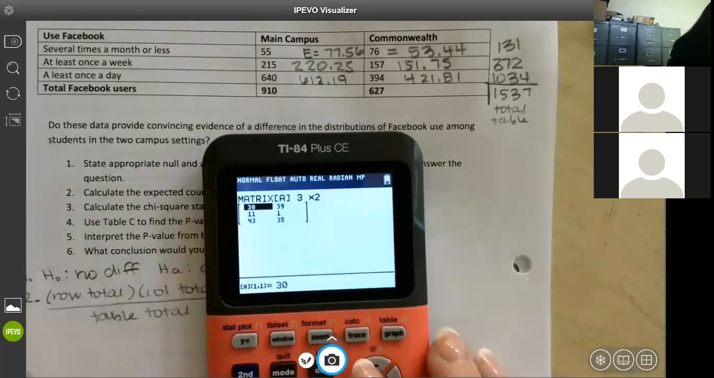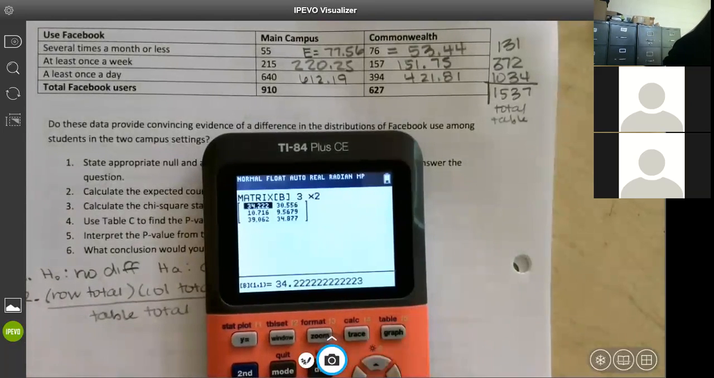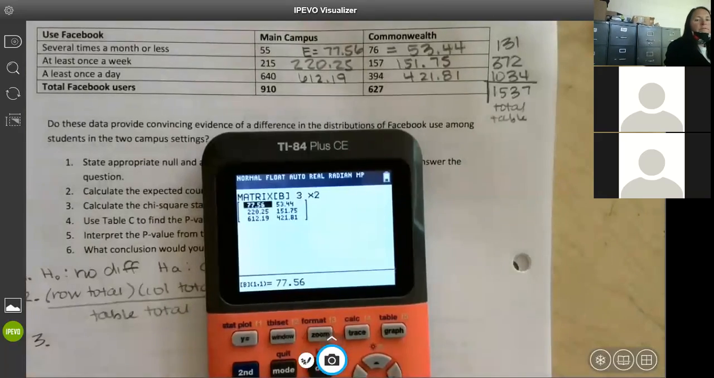All right. So then our first matrix is going to be the one that they gave us, the observed: 55, 76, 215, 157, 640, and 394. We're going to do the same thing again. We're going to edit B. It's also a 3 by 2. And we're going to have 77.56, 53.44, 220.25, 151.75, 612.19, and 421.81. What do we do now?